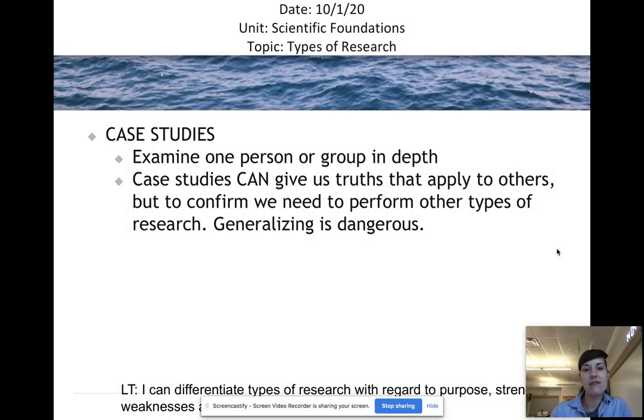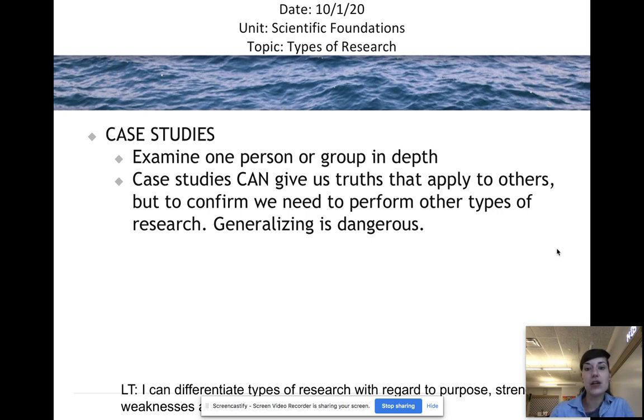So we also have case studies, and those are the opposite of surveys. With surveys, we can get data from a lot of people. From a case study, we're really going in depth with one person or one group. So, for instance, there's a guy named Kim Peek. He's the real life Rain Man. He's so smart, and there have been a million case studies done on him. Or maybe we're doing a case study on somebody with depression, right? We're going really, really, really deep.